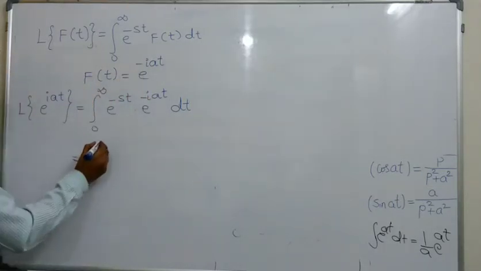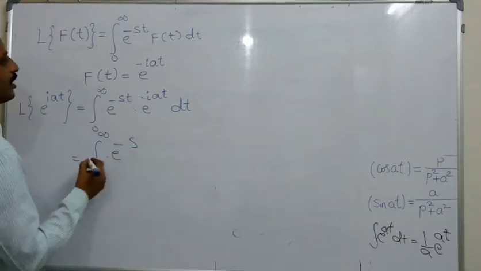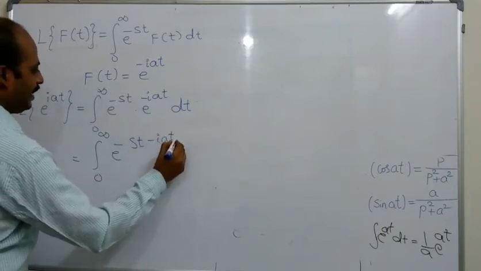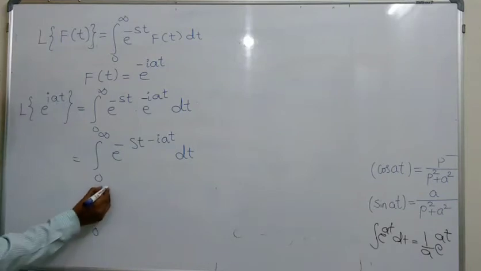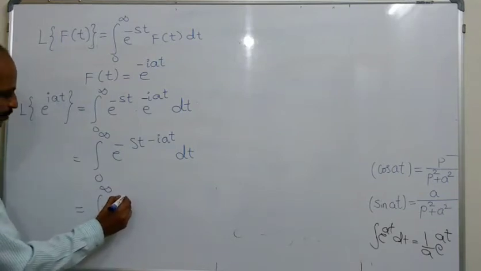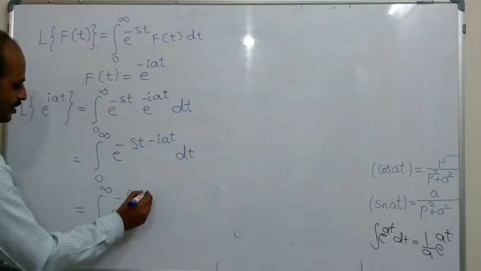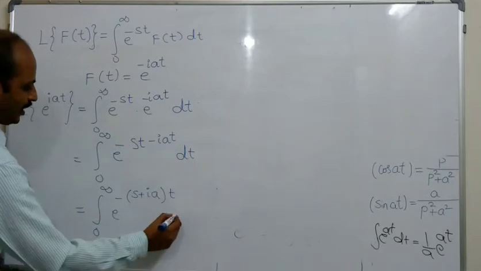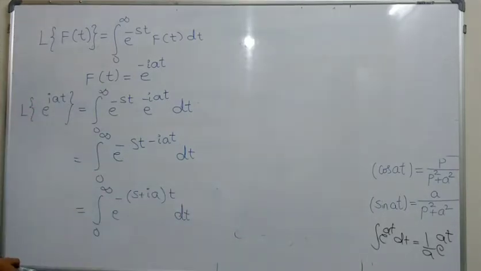You can write integral 0 to infinity e power minus st minus iat dt. It can be written as integral 0 to infinity e power minus of s plus ia into t dt. Let us apply the same formula, integral e power at dt is 1 by a into e power at.